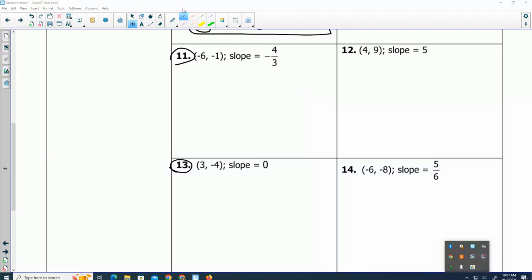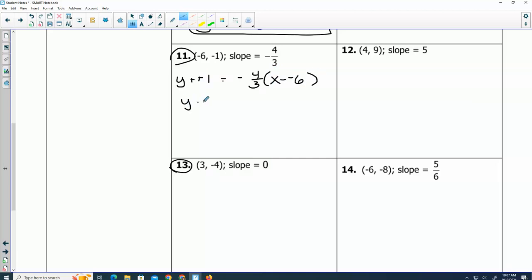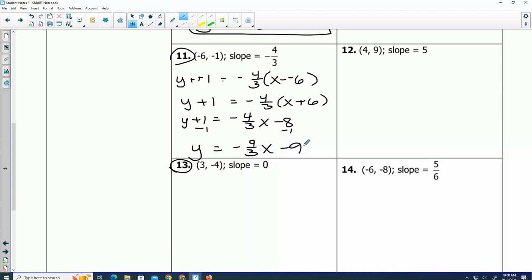The first one, the only mistakes I saw were with the negatives. So if you had y minus negative 1 equals negative 4/3 times x minus negative 6. Okay, 2 negatives make a positive, so this is like y plus 1 equals negative 4/3 times x plus 6. So you distribute, subtract your 1, so negative 4/3 x minus 9.